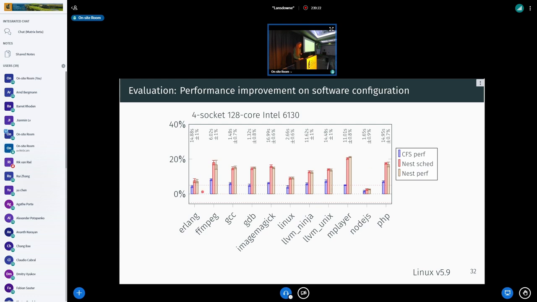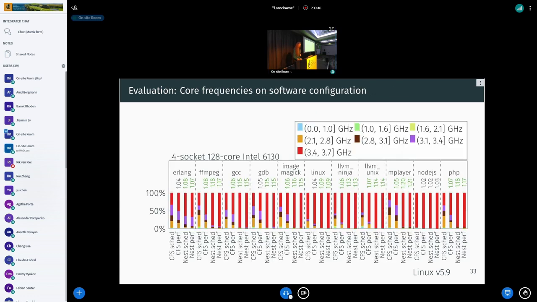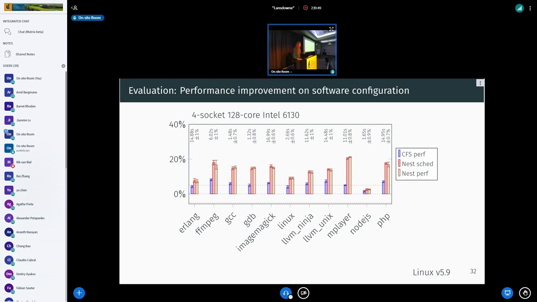So basically, not surprisingly, we get a performance improvement with performance, but we get a lot more performance improvement with NEST because we're making it possible to use the higher turbo frequencies. Performance doesn't do anything about the task placement, and so you still end up with 8 cores or so being used, and so you're limited to whatever it will do with that for the turbo frequencies. Yes, it's a question.